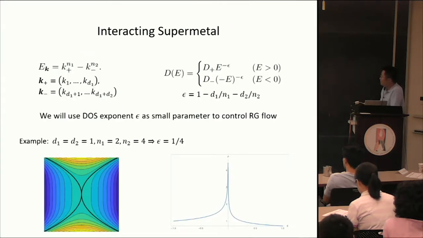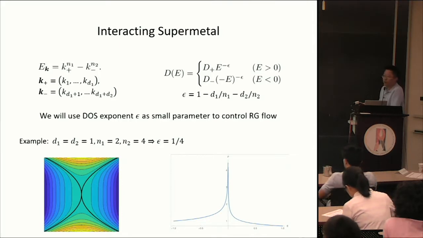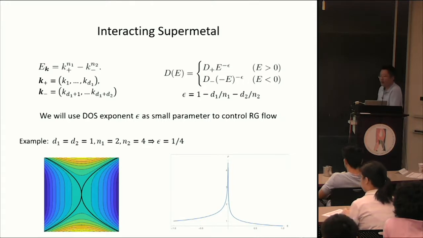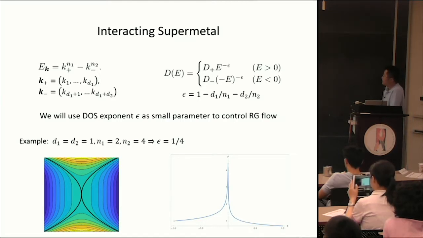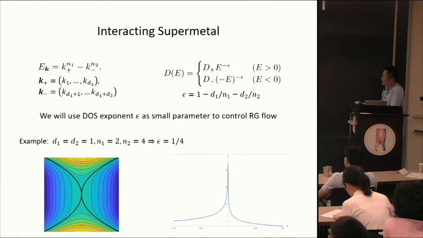One way to control the RG flow is to introduce a small parameter. In Wilson-Fisher theory for phi-4 theory, we use the dimension as a parameter, the so-called epsilon expansion. We can do the same thing here. The problem we are originally interested in is a two-dimensional system where the dispersion is quadratic in one direction and quartic in the other direction. And this leads to a density of states divergence with exponent a quarter.